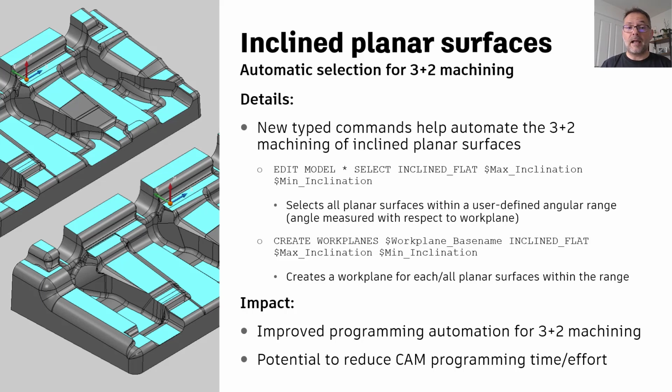These commands allow you to either select all planar surfaces within a user-defined angular range, or to create one or more work planes that are aligned normal to those planar surfaces within those user-defined angular ranges. The idea here is that you can use these commands in some sort of macro or automation utility to help you create toolpaths really quickly to machine these faces with 3+2 machining only. And watch this space, we are actively working on more automation to make this even simpler.